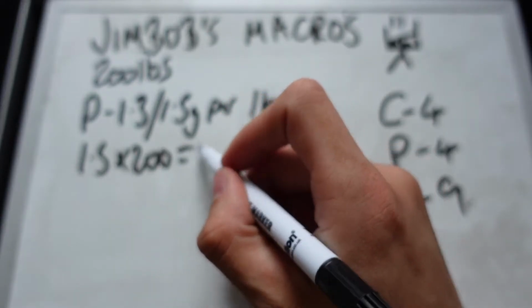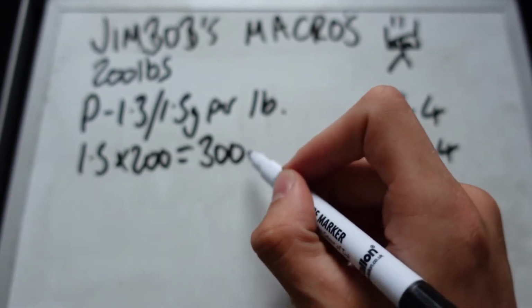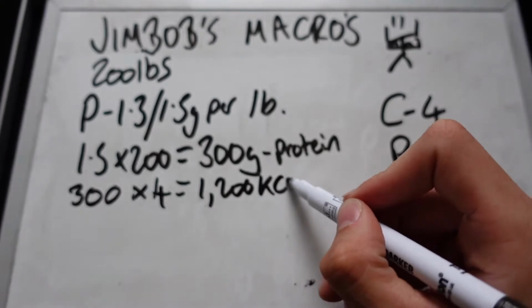This is a very general rule of thumb, 1.3 to 1.5. Now for the ease of this, we're going to go 1.5. So 1.5 times 200 pounds, because Jim Bob is 200 pounds, is 300 grams of protein. Now because protein is 4 calories per gram, we just times that by 4, and it will spit out 1,200 calories.